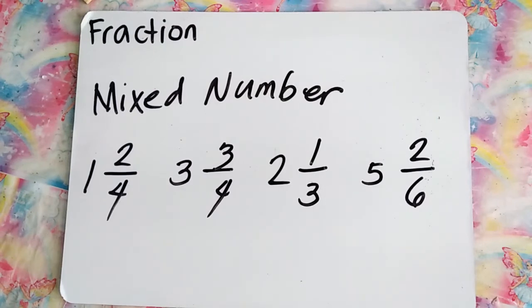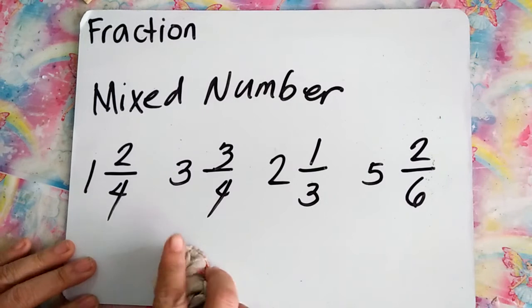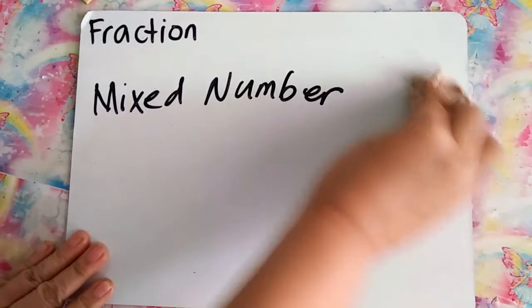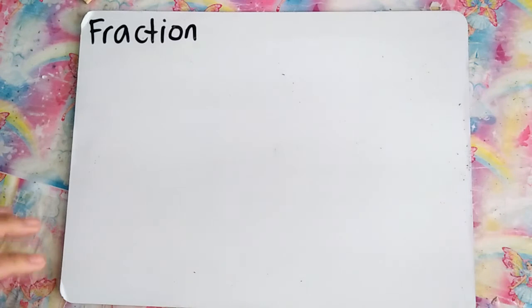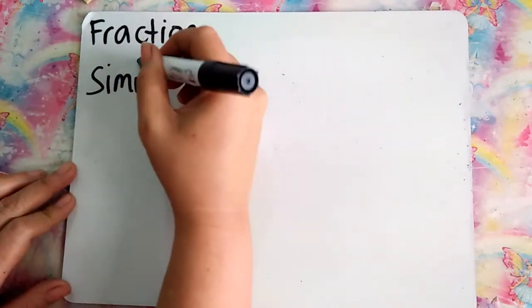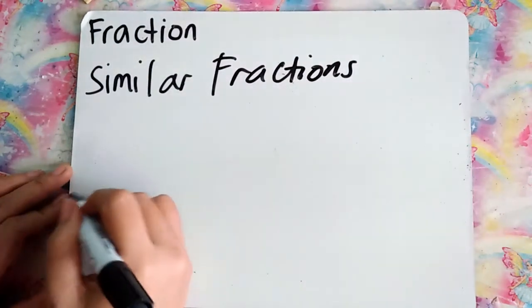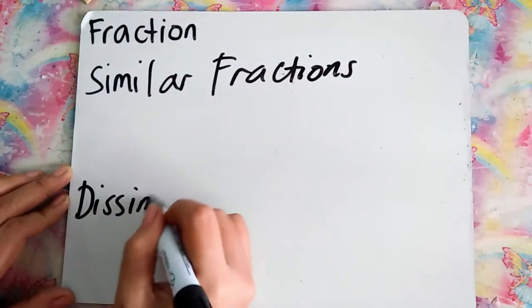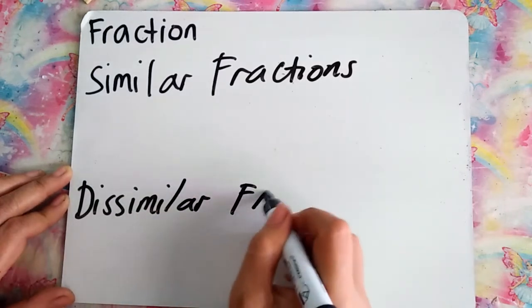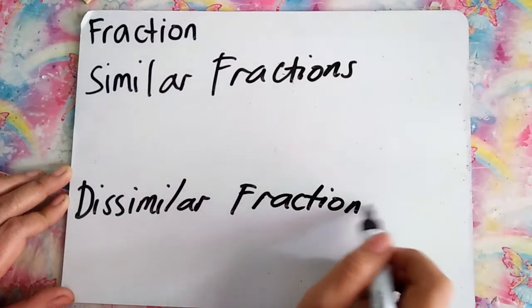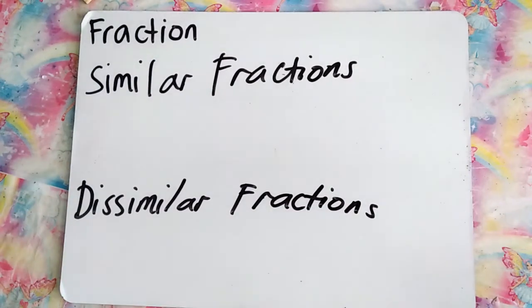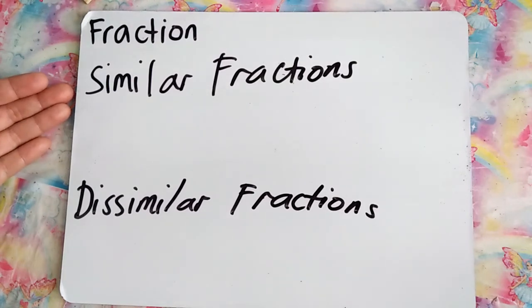There is another type of fractions. There are similar fractions and dissimilar fractions. Similar fractions have the same denominators, also called like fractions.